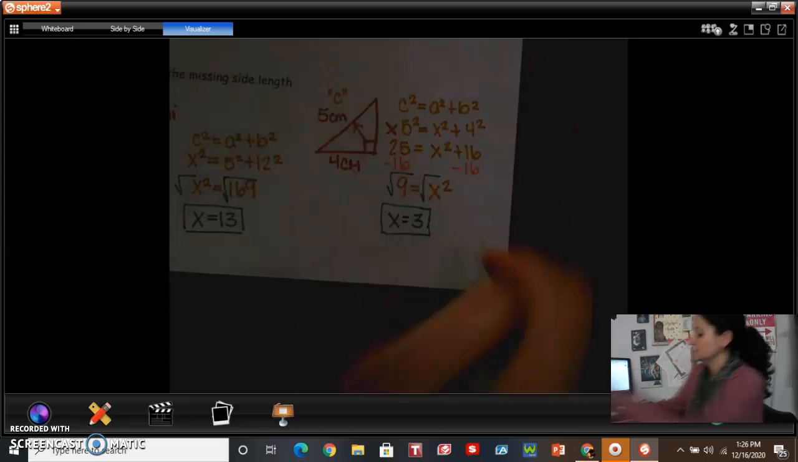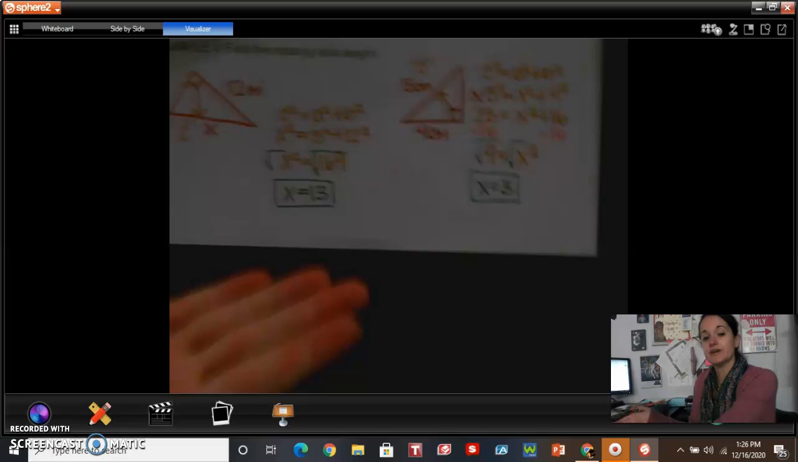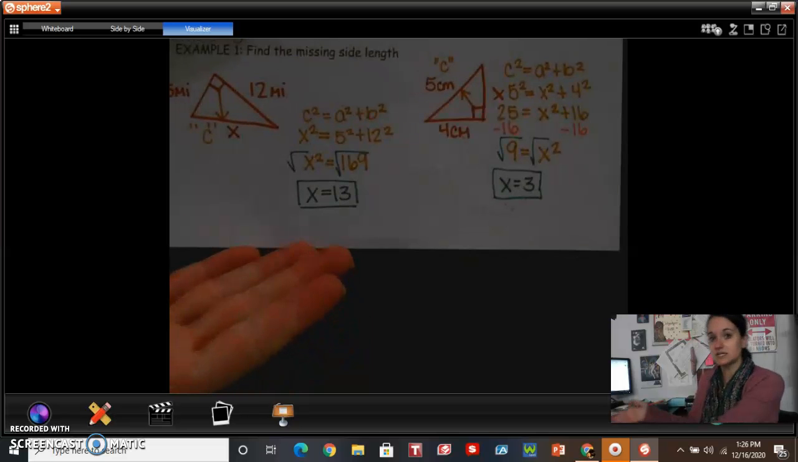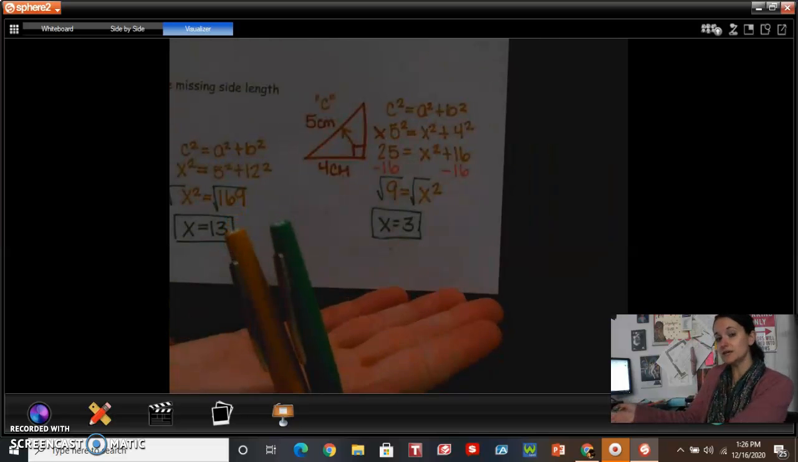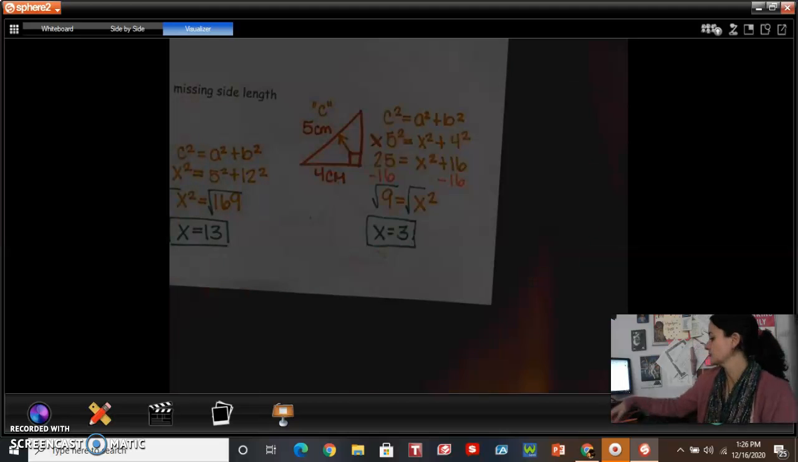All right. Now, you have 8 problems like this on your Google form. These are 2 of them that I've done for you. So you have an example if your x value is the hypotenuse, an example if your x value is a leg. So follow along with those when you're working these problems, okay?